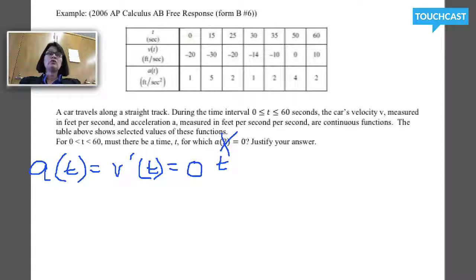Acceleration is the derivative of velocity. So here's my new question that I'm thinking in my head. Is there some time t for which v prime of t equals 0? So that means that I want to be applying the mean value theorem to the v function.